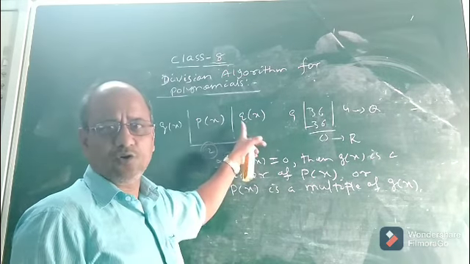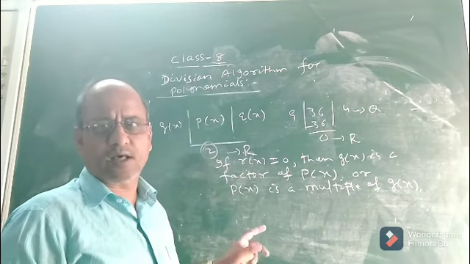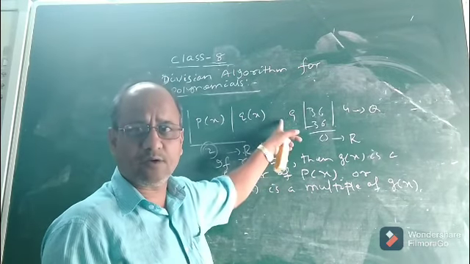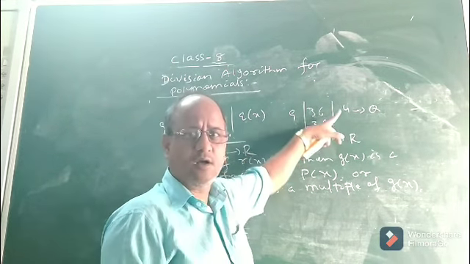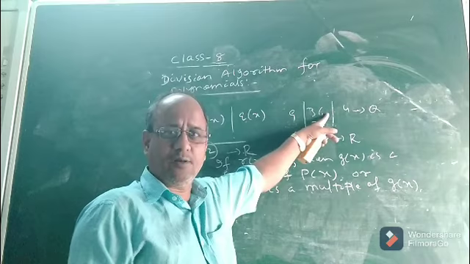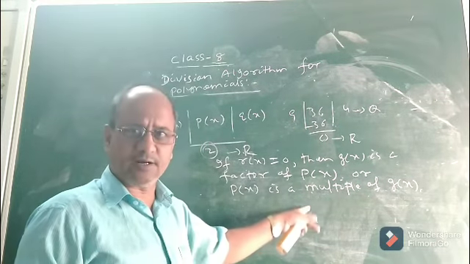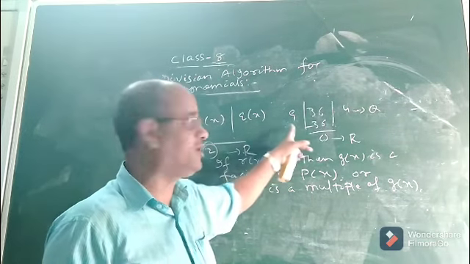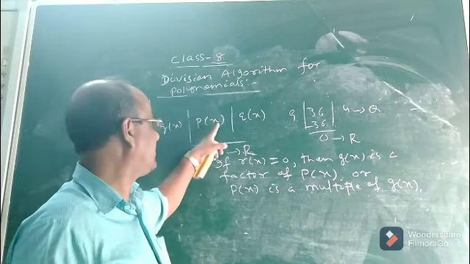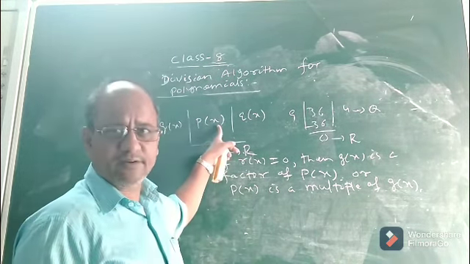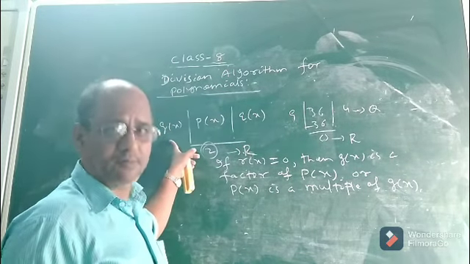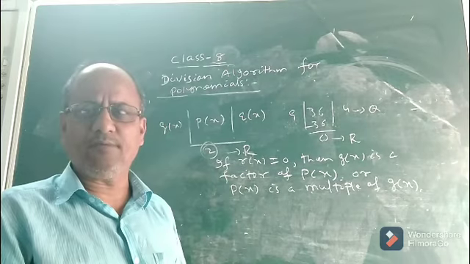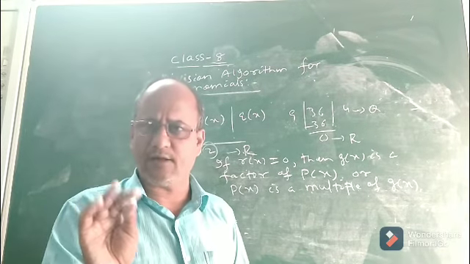So this is all about your division algorithm, and how to check whether one polynomial is a factor of another, or one polynomial is a multiple of the other. This is the technique. You find the remainder. If the remainder is 0, we immediately conclude that the divisor is a factor of the dividend, or the dividend is a multiple of the divisor. So this is all about polynomials as per your class 8 syllabus.